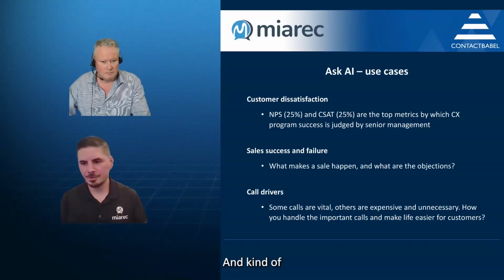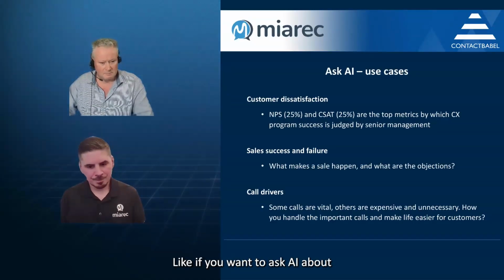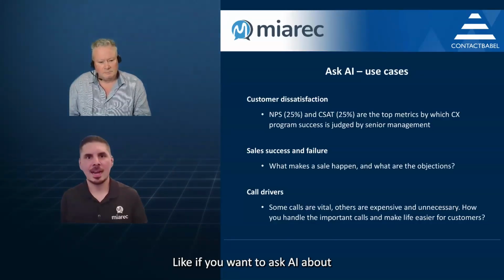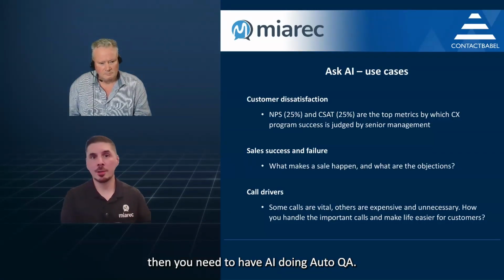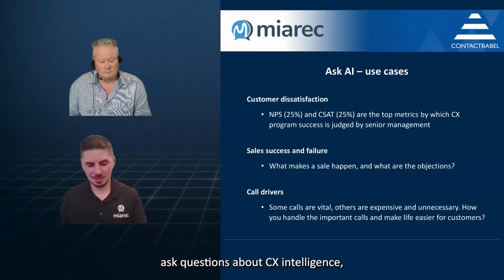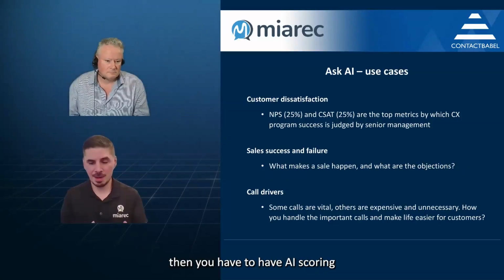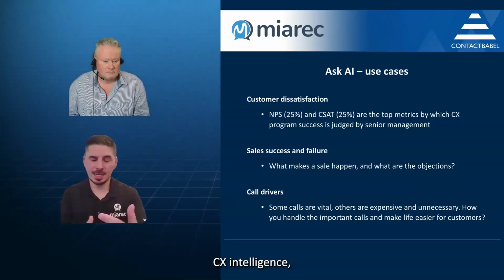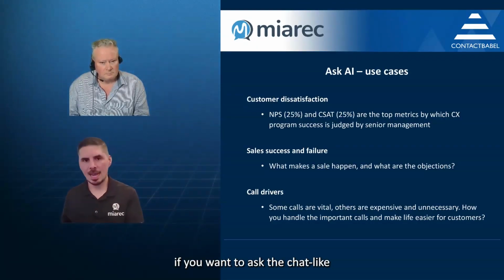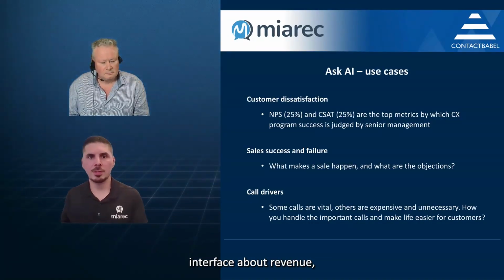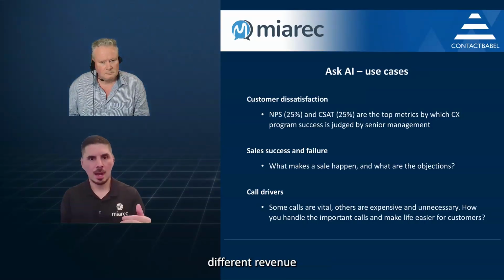Absolutely, yeah. And kind of going back to what I just said, if you want to ask AI about specific things, like say QA, then you need to have AI doing auto QA. If you want to have Ask AI ask questions about CX intelligence, then you have to have AI scoring CX intelligence, like CSAT. And same thing with revenue, like you just asked. If you want to ask the chat-like interface about revenue, then you need the AI to score different revenue things.